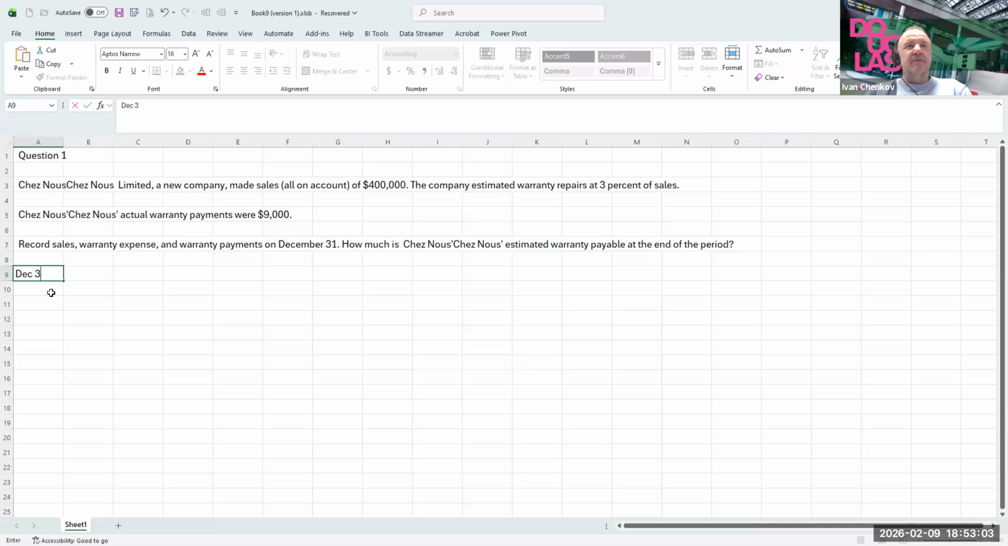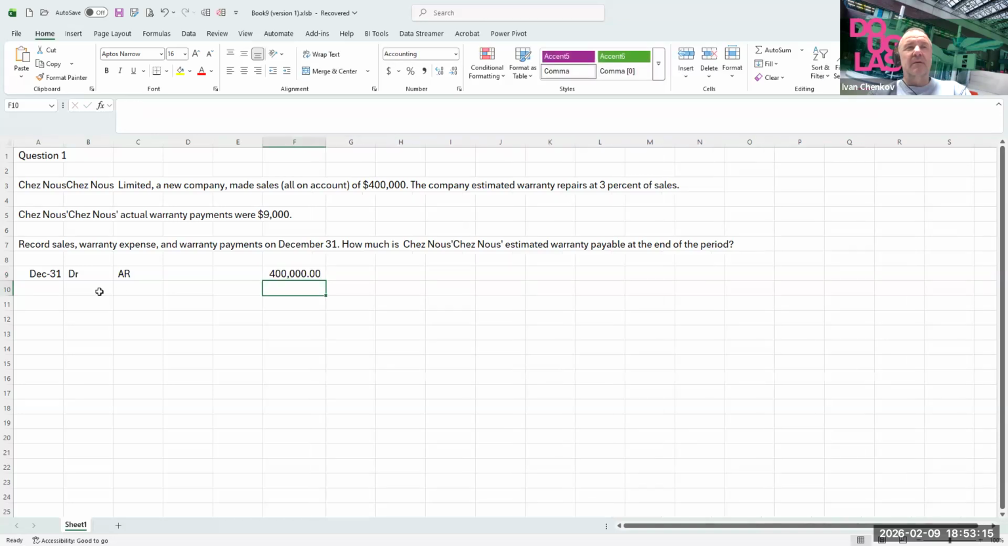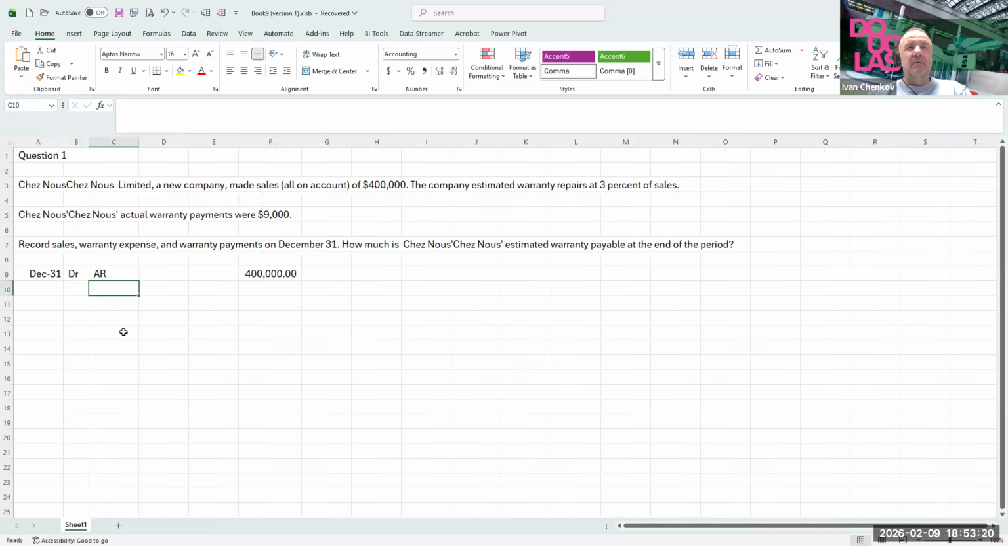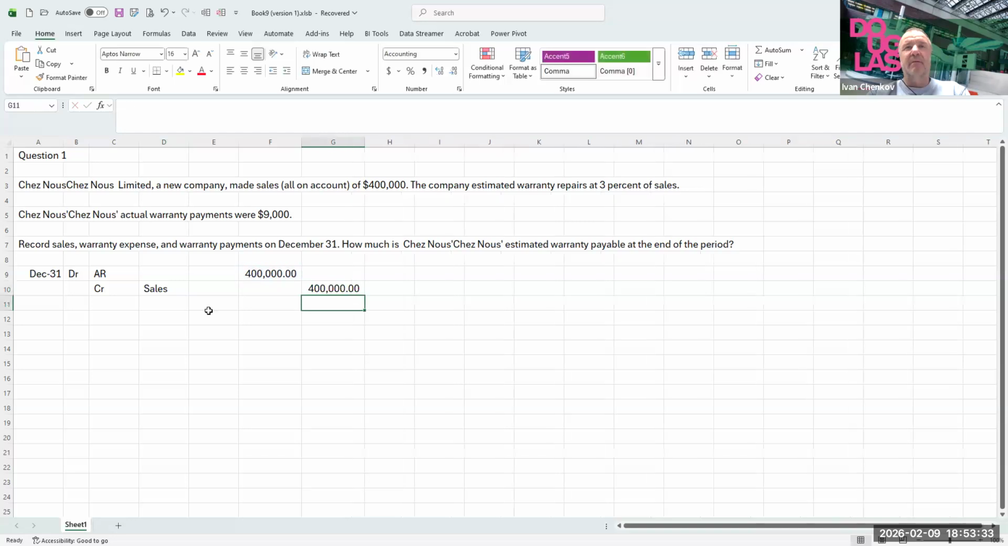On December 31st, we're gonna do debit accounts receivable since they're selling everything on account for 400,000, and credit sales for 400,000. That's very straightforward, nothing scary here.